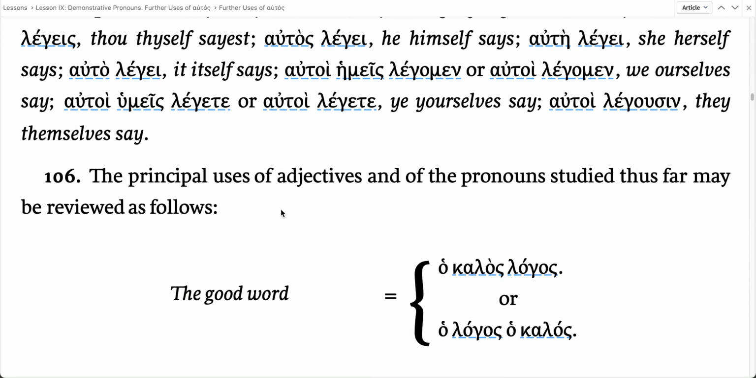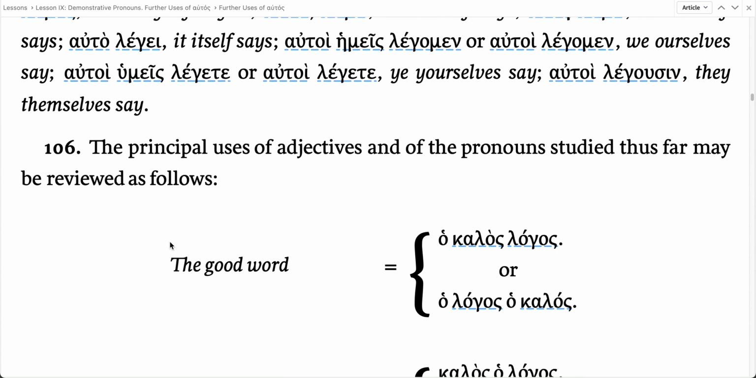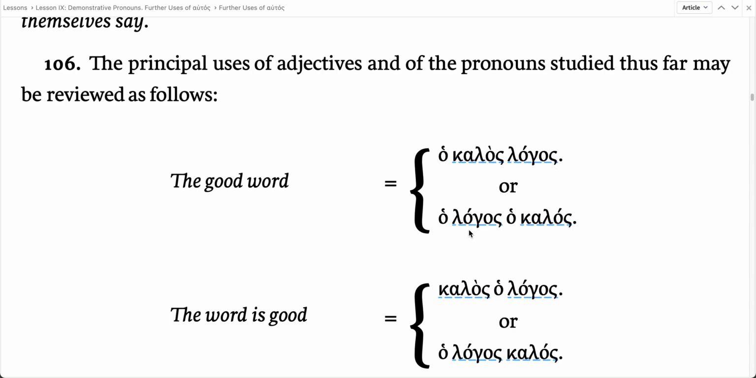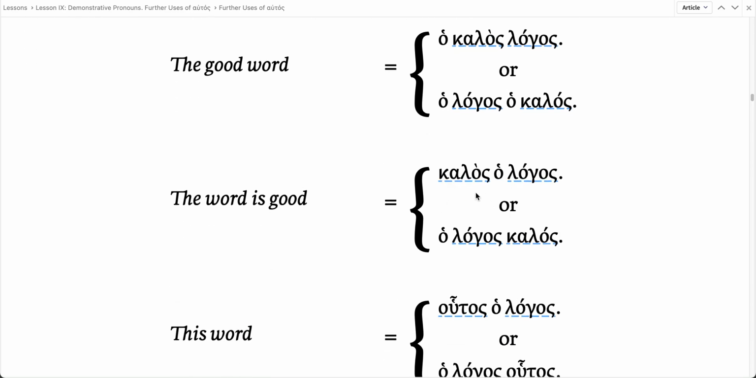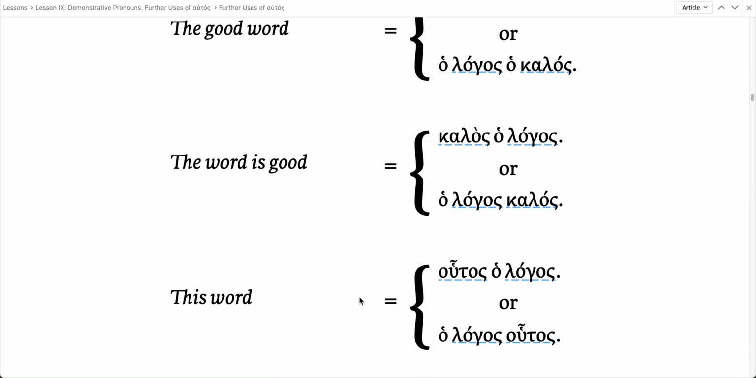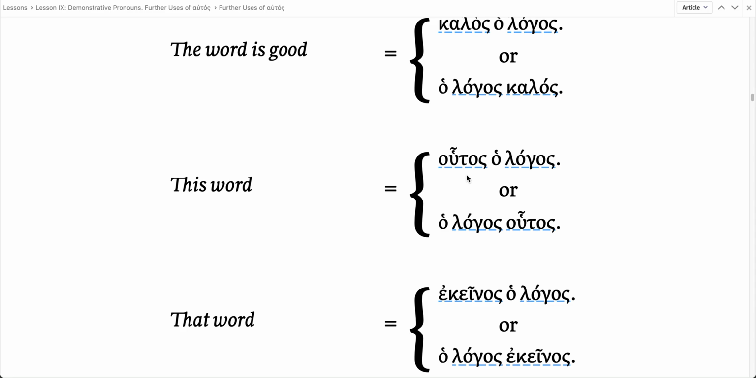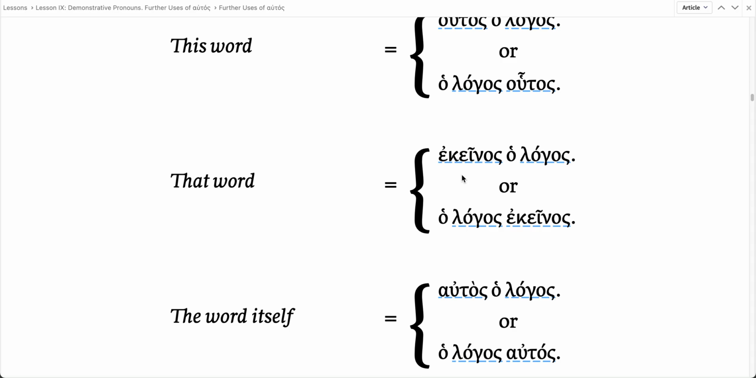So basically, the principal uses of adjectives and of the pronouns that we've studied thus far could be reviewed as follows. So you have the good word, the word the good, so you can translate that the good word either way, so that's attributive. Then you have the adjective unattributive, right? Predicate, so the word is good. Here you have the near demonstrative, so this word is how that would be translated, or you could have the far demonstrative, that word, again in the predicate position, but it's translated like that.